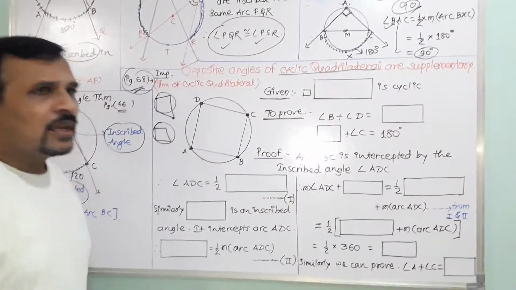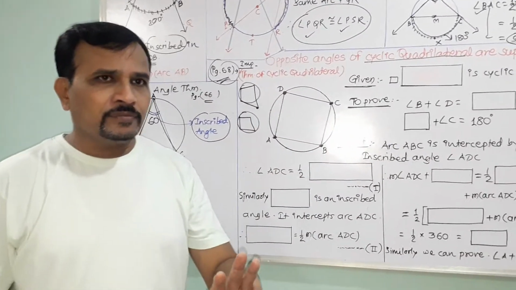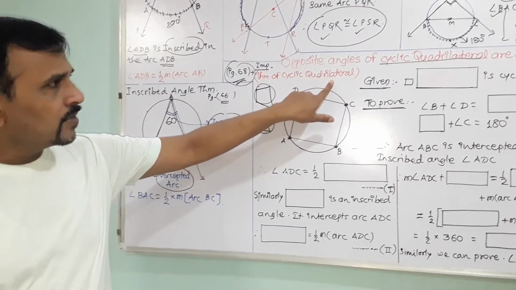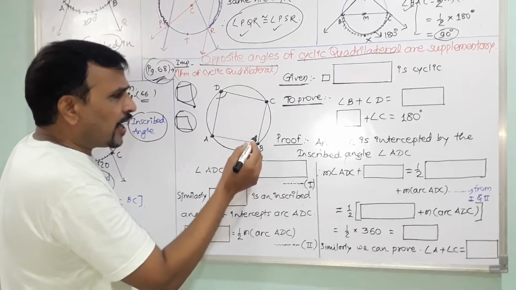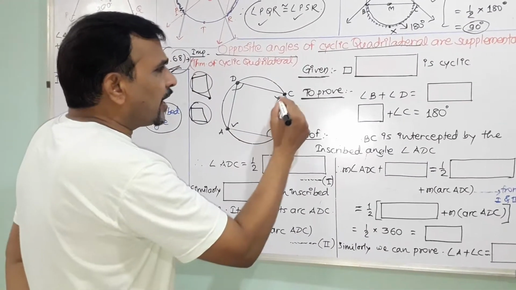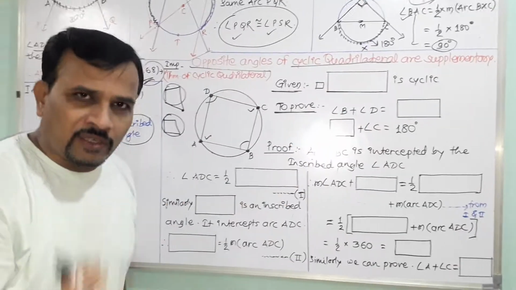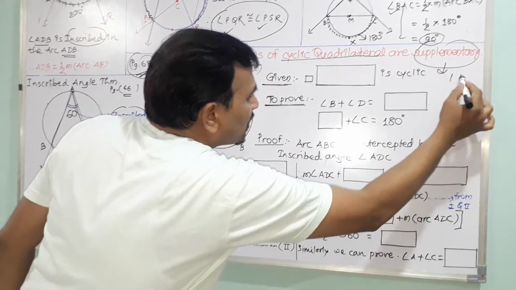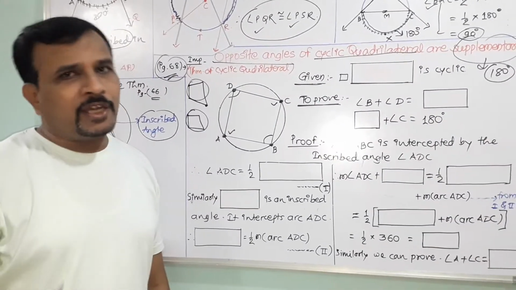But if all vertices of the quadrilateral lie on the circle, it is called a cyclic quadrilateral. And the very important theorem usually asked in the exam for 3 marks is the theorem of cyclic quadrilateral. See the statement: opposite angles, angle D and angle B, these are opposite angles. Similarly, angle A and angle C are opposite angles. Opposite angles of a cyclic quadrilateral are supplementary. Supplementary means their sum is 180. Opposite angles are supplementary to each other.